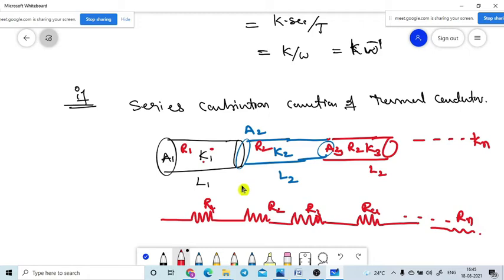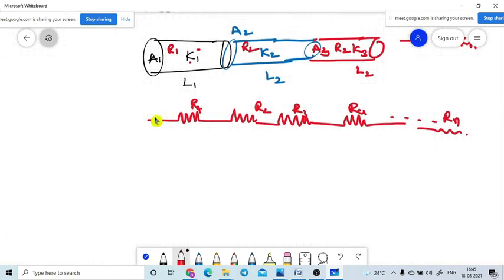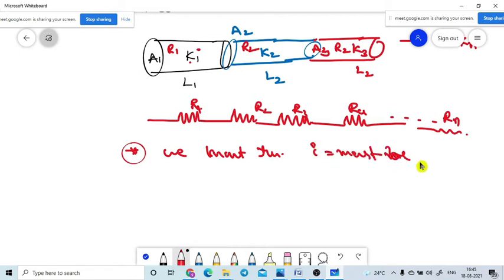If the resistors are connected in the series manner, the electric current must be constant throughout each and every resistor. We know that. Electric current I must be constant throughout all the resistors. But in this case, which one is flowing? Thermal current. Thermal current is constant.